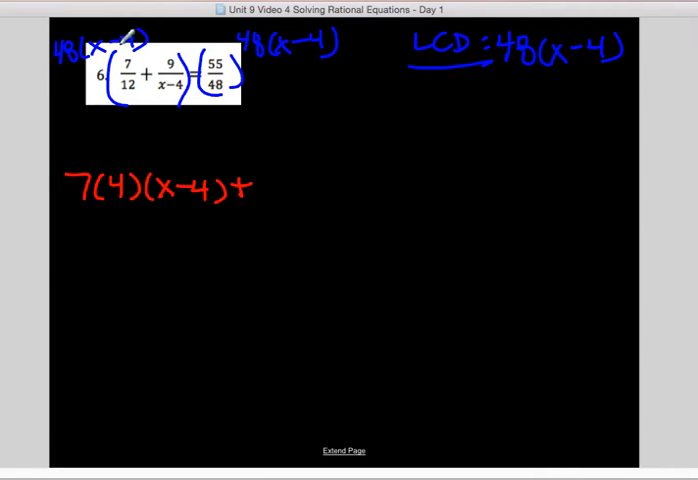Plus, now I'm moving on to my next one. If I take this times here, what's going to cancel? The x minus 4. So I'm going to have 48 times 9 equals, on the other side, when I take this times this, my 48s will cancel, and I'll have 55 times x minus 4. If you need to still write it out like I did before, that's fine, but I did not that time.